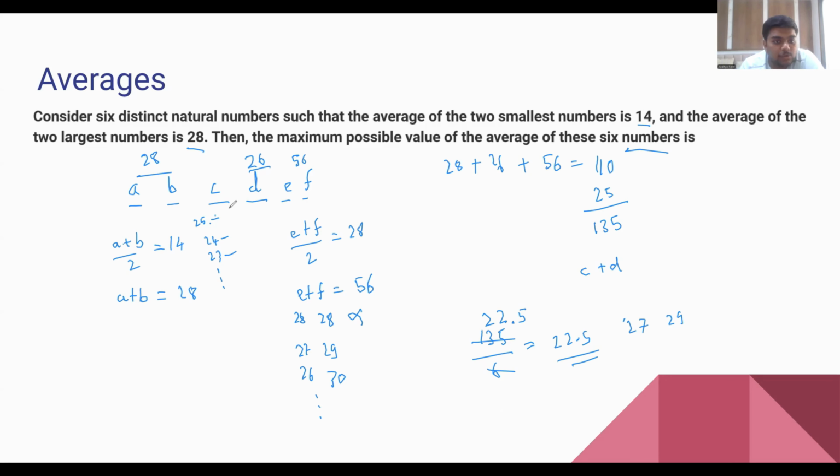Since we had to do the maximization of other things, we had to make the last two numbers as close as possible. So this is how you can solve these types of questions.